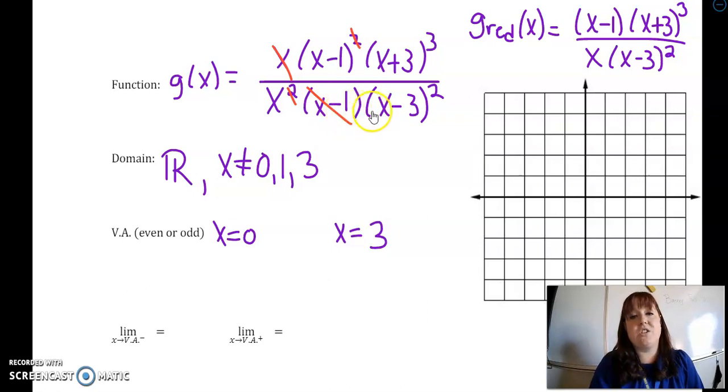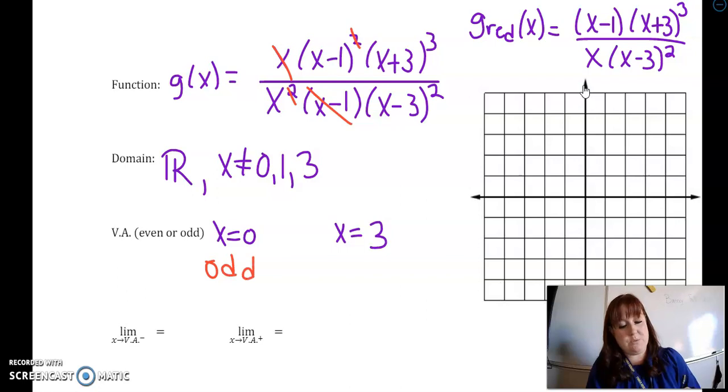Now, are each of these vertical asymptotes even or odd? It's tricky. Because if we looked at our original function, we would have a different answer than if we looked at our reduced function. Well, guess what? We always look at the reduced function, okay? So anything that crosses out, we ignore it when we're trying to find whether our vertical asymptotes are even or odd. So the power of this x is odd, so this is an odd vertical asymptote. The power of the other factor, though, x minus 3, is even, so this is an even vertical asymptote.